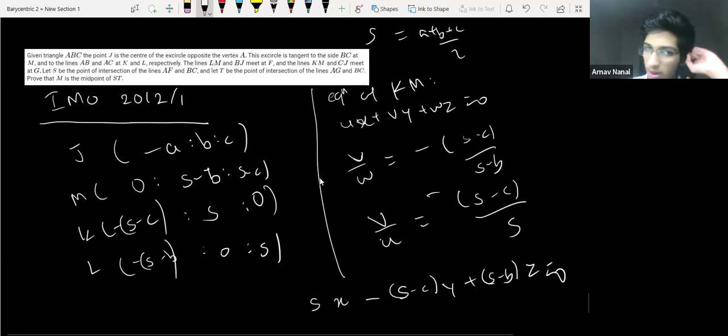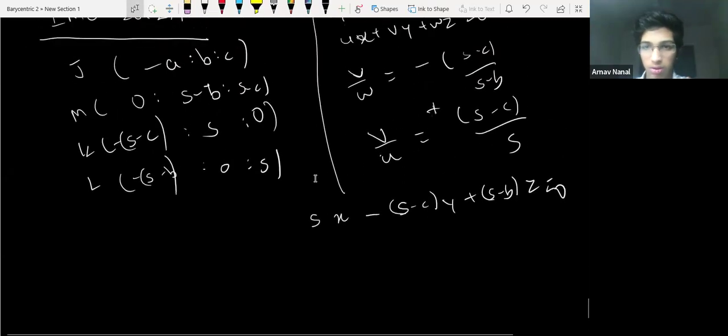So in the K part, that is here, this will be plus. So this will turn out to be Sx plus (S minus C) into this minus (S minus B). Yes, it's correct. It should be correct now. Yes, you get this thing.